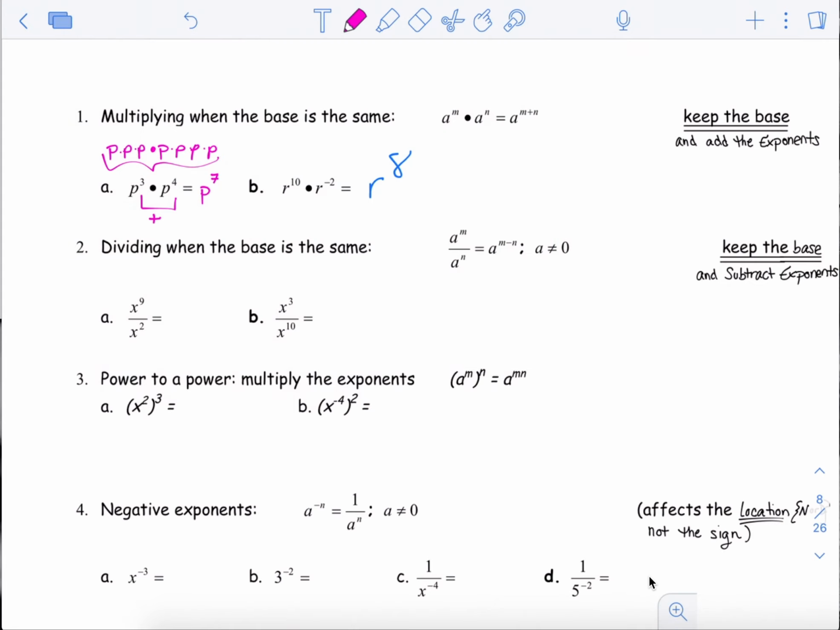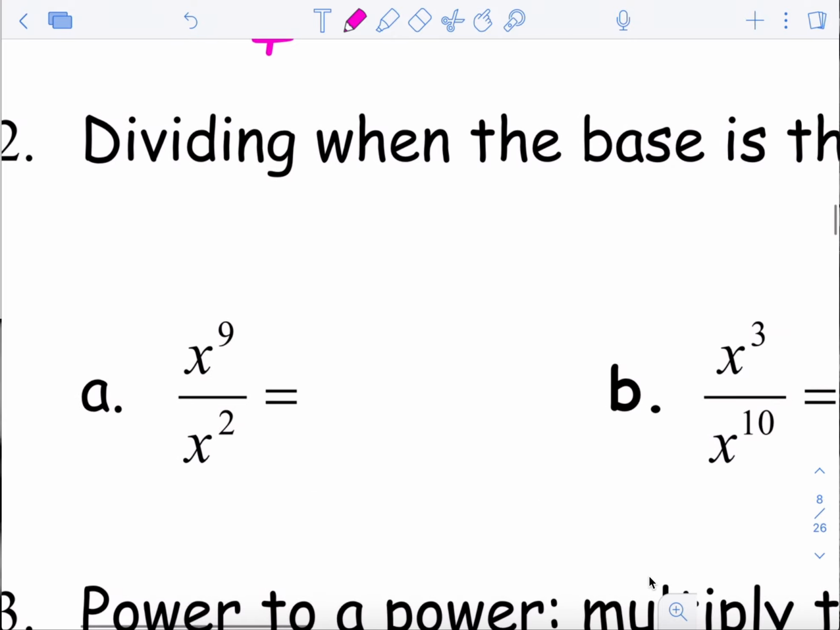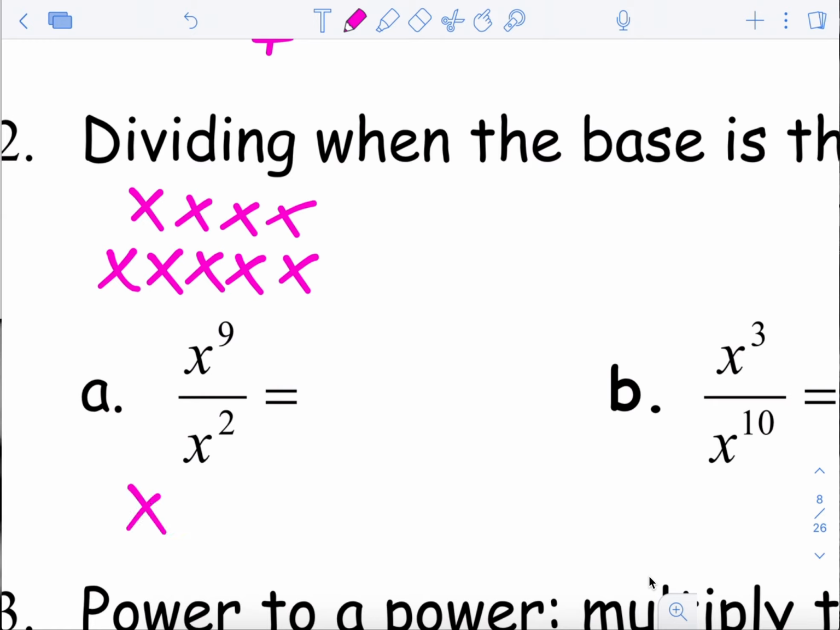If I'm dividing problems where the bases are the same, but they have exponents, here's what that looks like. This is like saying I have 9 x's on top and 2 on bottom. Think about it this way. Every time, 1 on top cancels out with 1 on bottom. 1 on top cancels out with 1 on bottom. Now there's none on the bottom, right? All I have left are the 7 that are on the top. In other words, I subtracted the exponents. I did 9 minus 2.